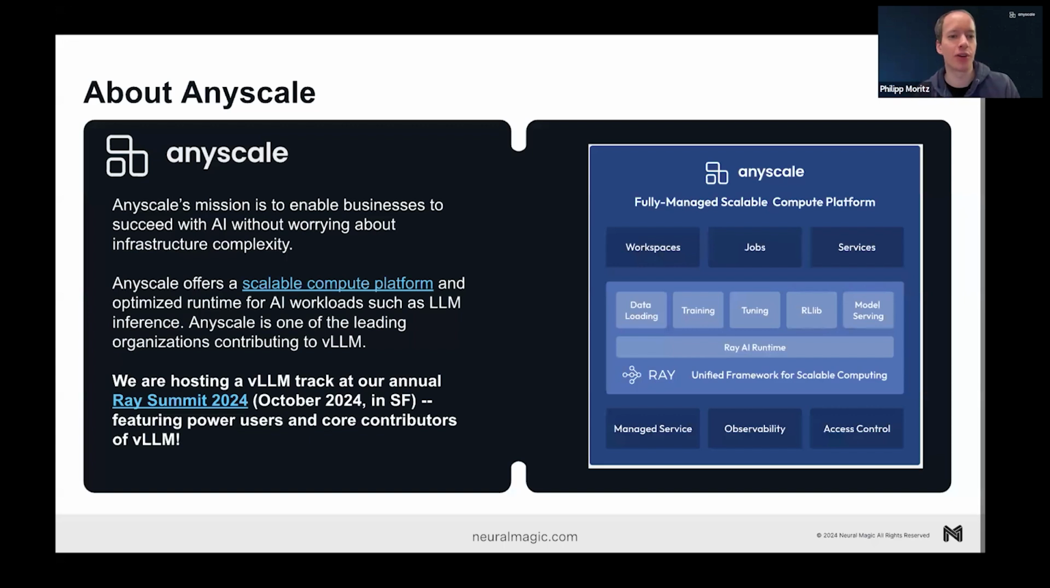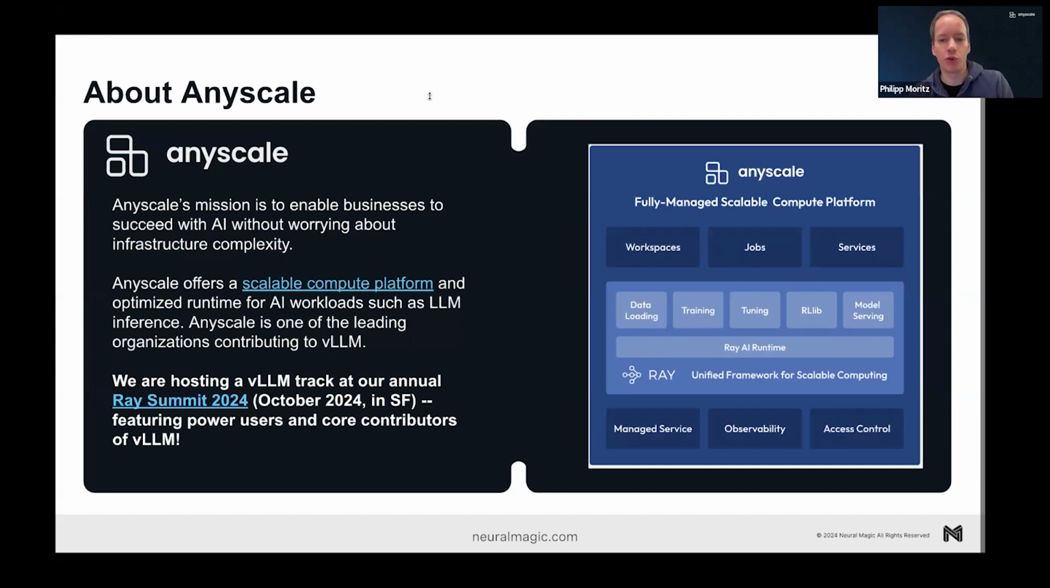Hey, I'm Philip. Let me first tell you a little bit about Anyscale. Our mission is to make it very easy for companies to build out their AI capabilities without needing to worry about the underlying infrastructure. We are the company behind Ray, and we love open source. We've also been contributing a lot to vLLM, things like multi-LoRA, speculative decoding, chunked prefill, FP8 support, and more.